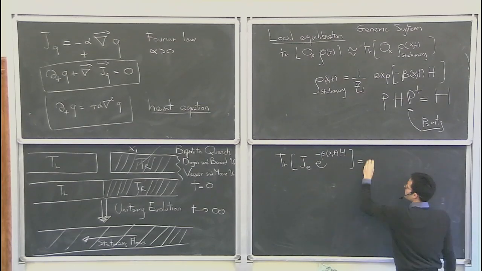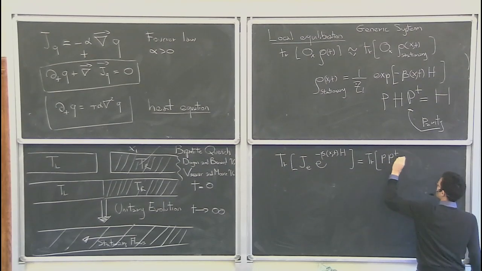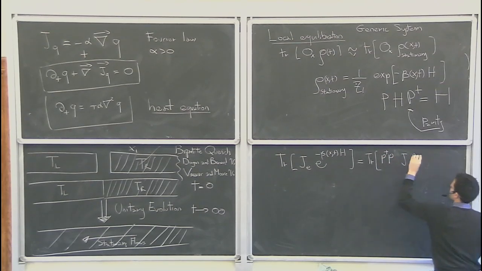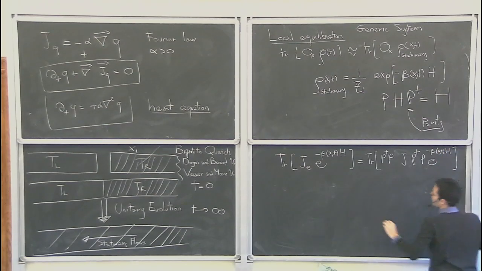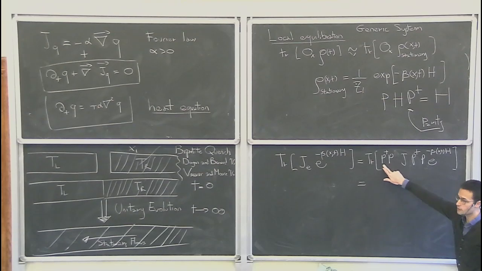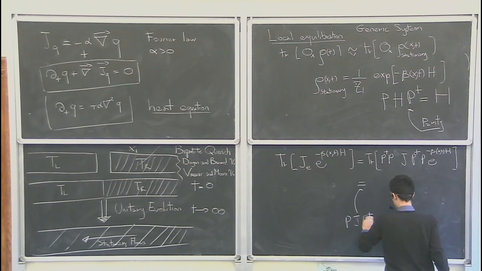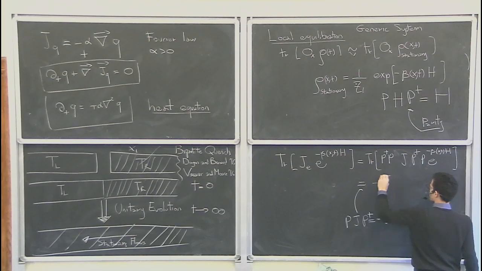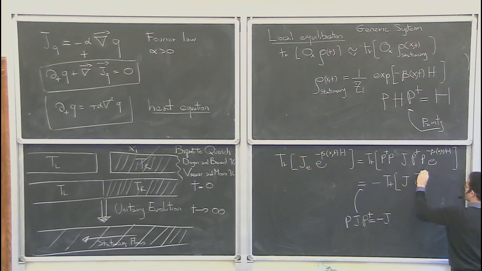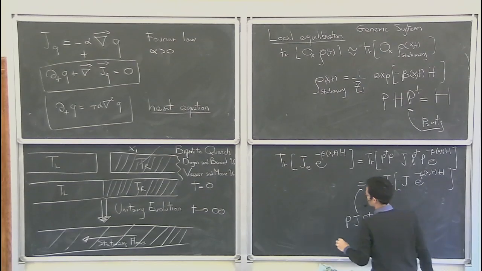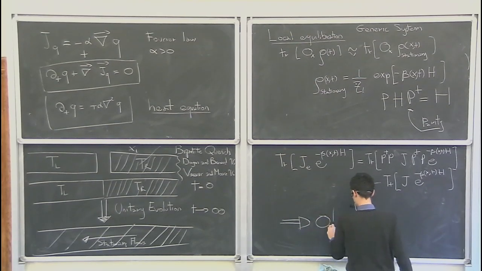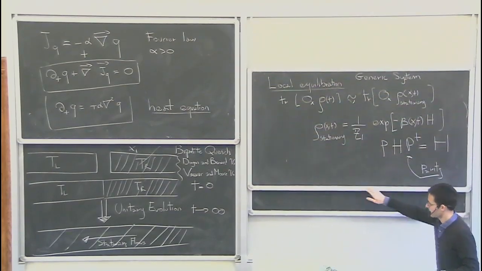But this is equal to trace P, which now I use the cyclic property of the trace to bring this one on the other side, and I commute it through the state. And I also use that P J P is equal to minus J. So this is equal to minus trace J e to the minus beta H of x and t. So it vanishes.